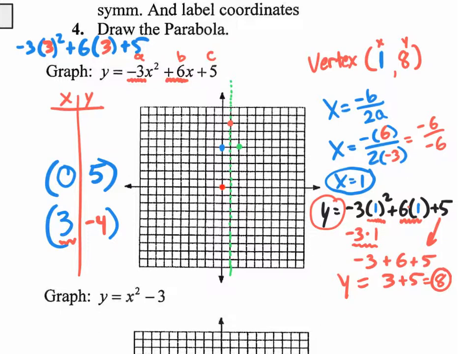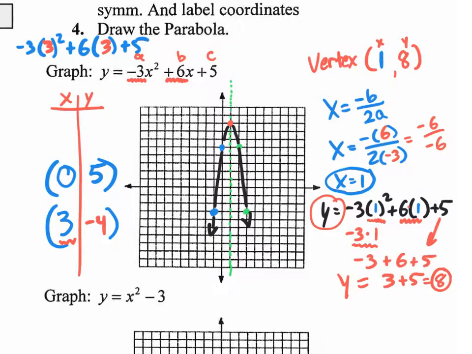So from the origin, 3 on the x: 1, 2, 3, and -1, 2, 3, 4. And I would put a dot right there. And of course, I could map it over to the other side of my reflection line, my axis of symmetry. It's 2 units away. Go 2 units away this way, and you'll get that dot right there. And ladies and gentlemen, that is a perfect graph of the parabola y equals -3x squared plus 6x plus 5.